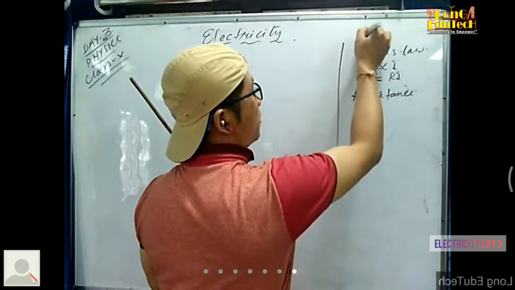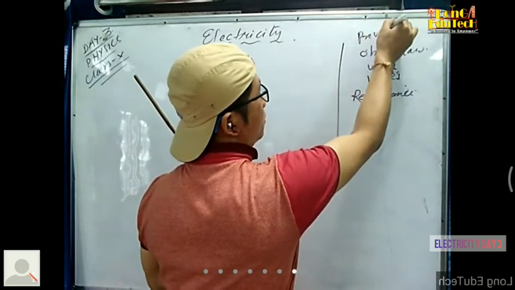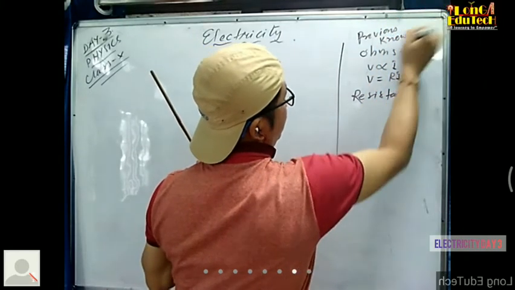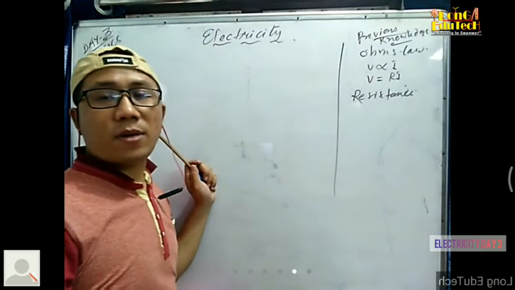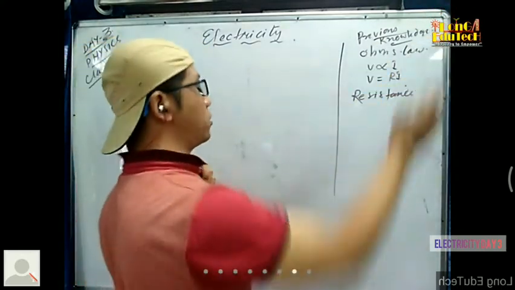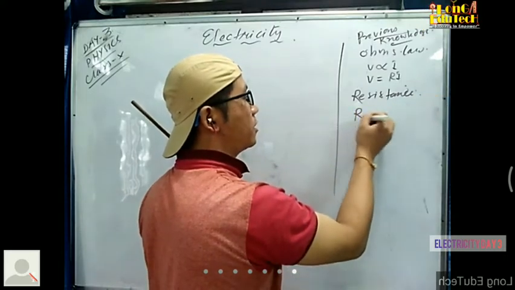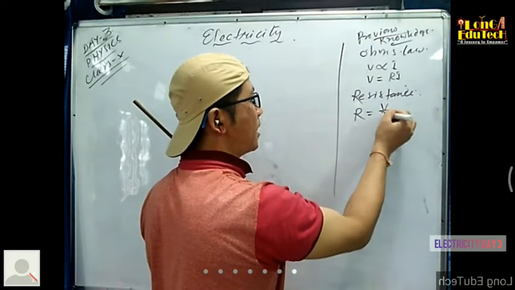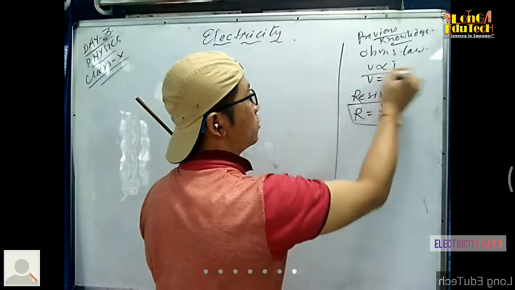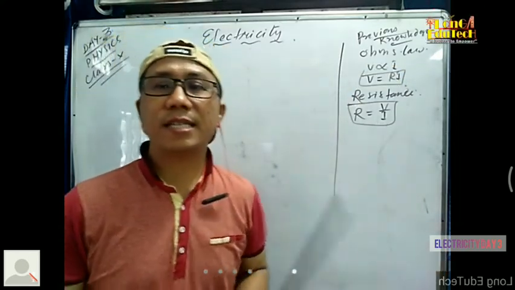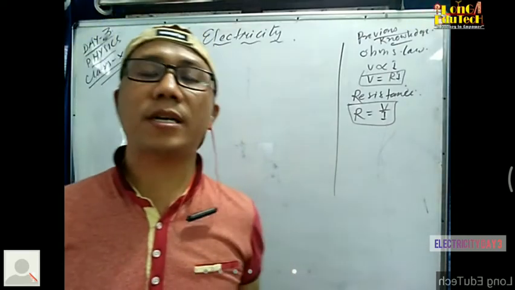This is the previous knowledge that we got from the last class. Also we know the resistance of the conductor is R is equal to V by I. That equation we know, right? And I already told you that resistance is a property of the substance.